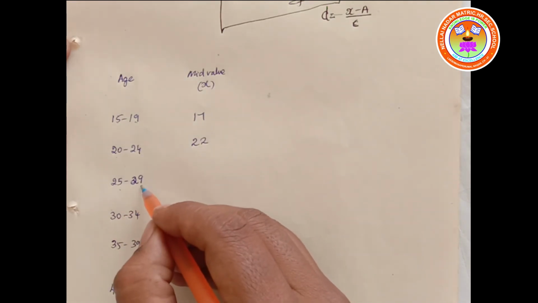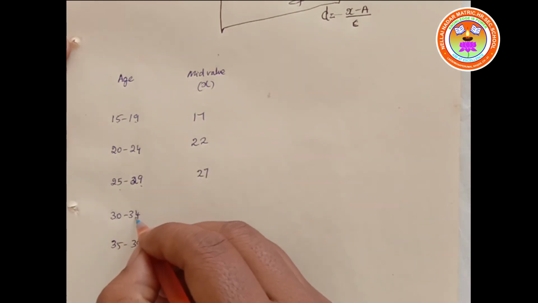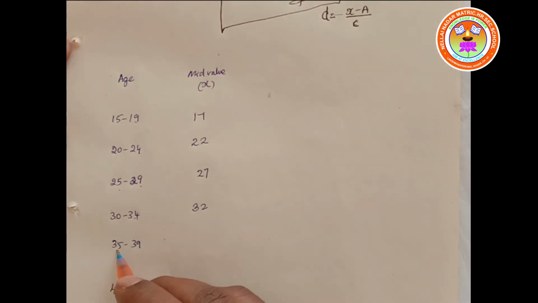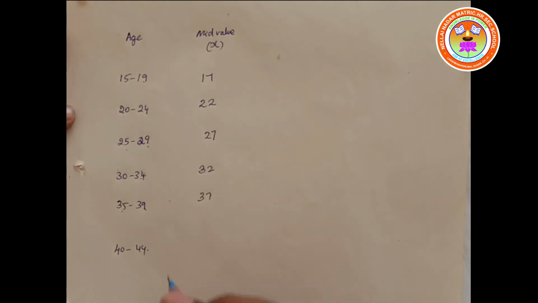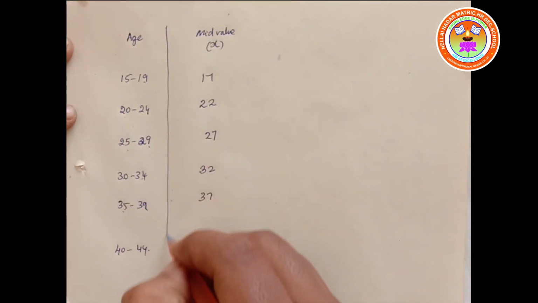25 plus 29 is 54. 54 divided by 2 is 27. 30 plus 34 is 64. 64 divided by 2 is 32. 35 plus 39 equal to 74. That is 74 divided by 2 is 37. 40 plus 44 is 84. 84 divided by 2 is 42. This is the mid value of x, children, right?